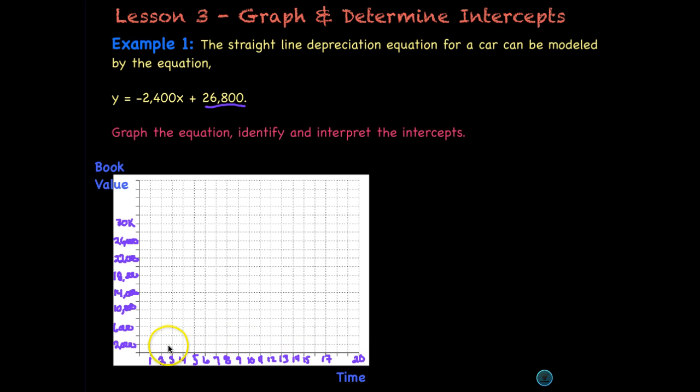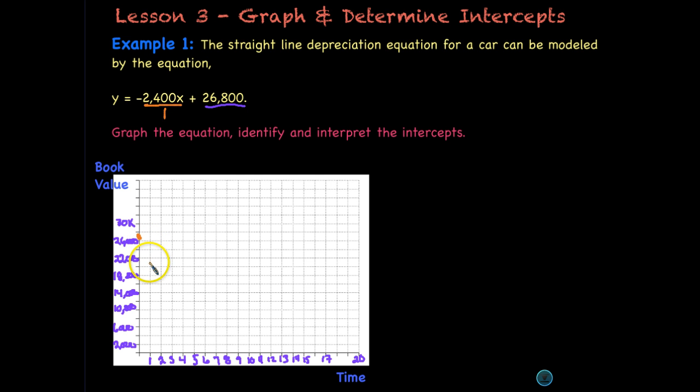So I go up to 20 here, and then I went by 2,000s here, all the way up to 30,000. I don't need to go above that because my original cost is 26,800. So if we go ahead and we mark that, that's going to be just above the 26,000 right about here. Well, if you're familiar with graphing a line, we could look at the slope and we could drop down 2,400, go over 1 year and make another point.